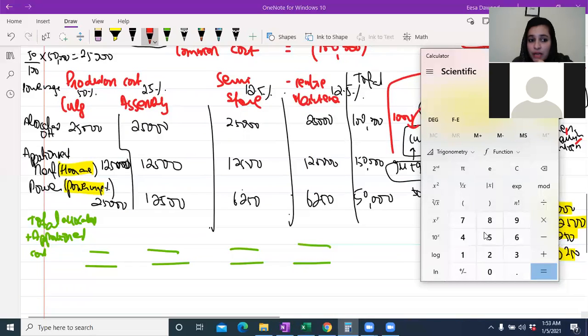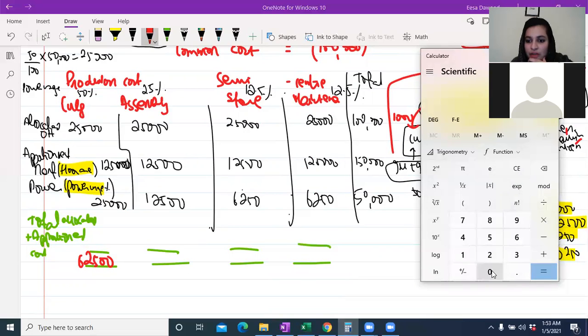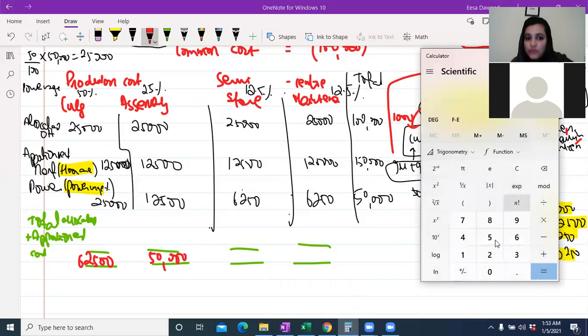Let me total and put it here. You can help me do the calculation as well. Always participate in the class. Always do that. 25,000 plus 12,500 plus 25,000. I'm actually totaling the cost for cutting department, right? So the total is 62,500. Now if you total the assembly cost, it was 25,000 plus 12,500 plus 12,500. So it is 50,000 for assembly department, and there's some cost for stores as well.